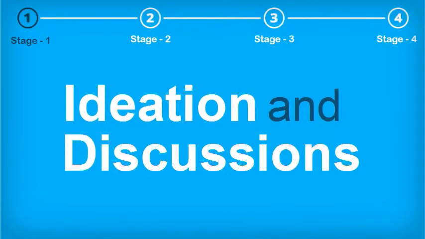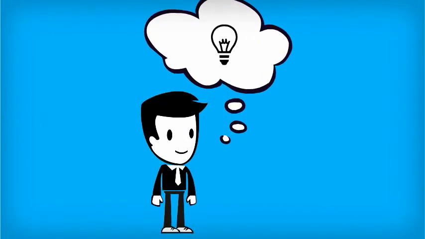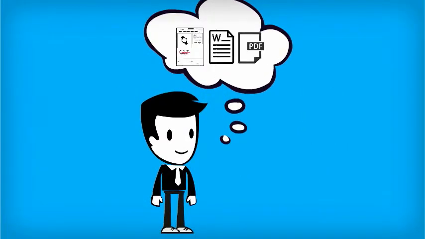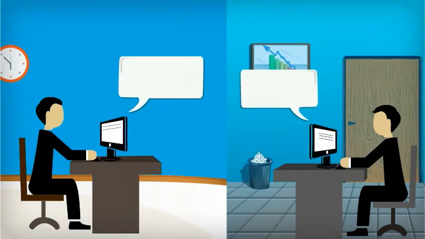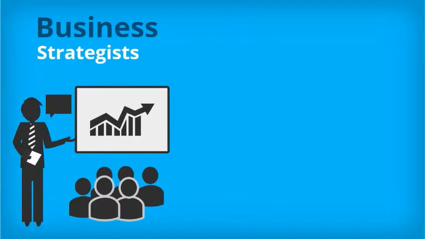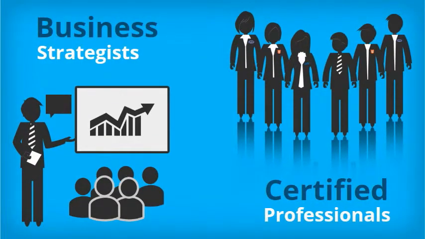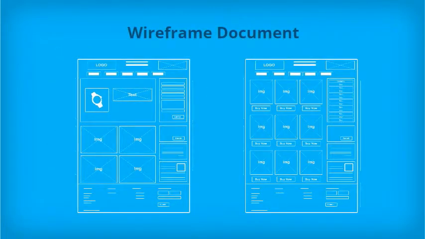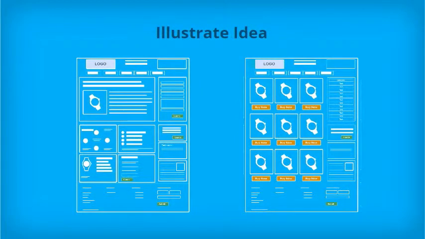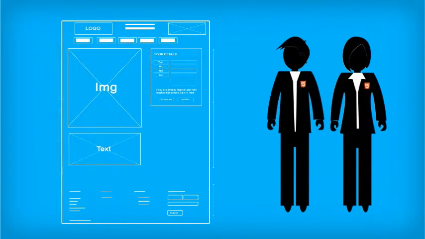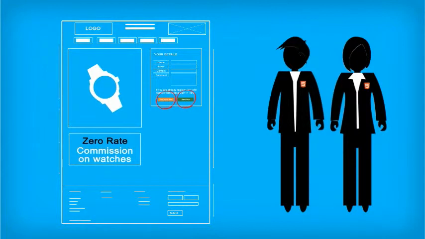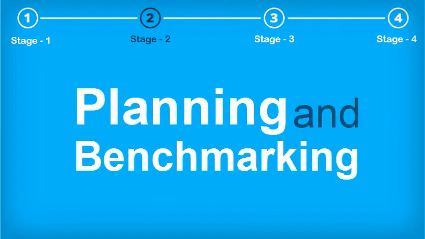Stage 1, ideation and discussions. Ideas are raw and in abstract form. We either help you by making a basic requirement document or you send us your basic requirements. Then our team of business strategists and certified professionals do the initial study and analysis. Based on our assessment, we create a wireframe document that illustrates your idea in greater detail, and our UX designers set conversion goals.